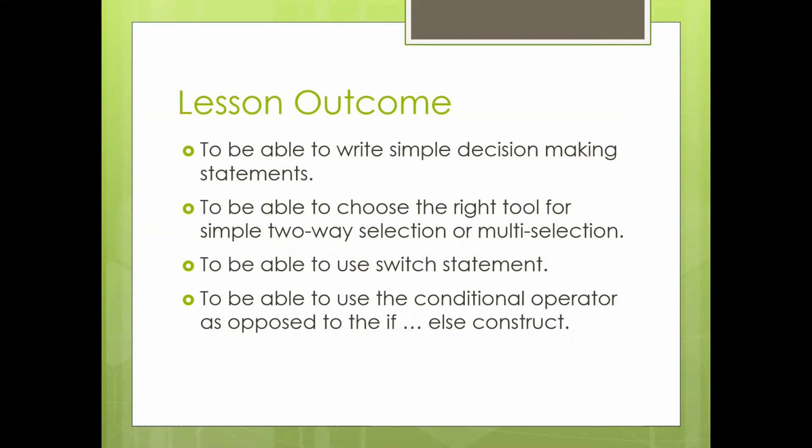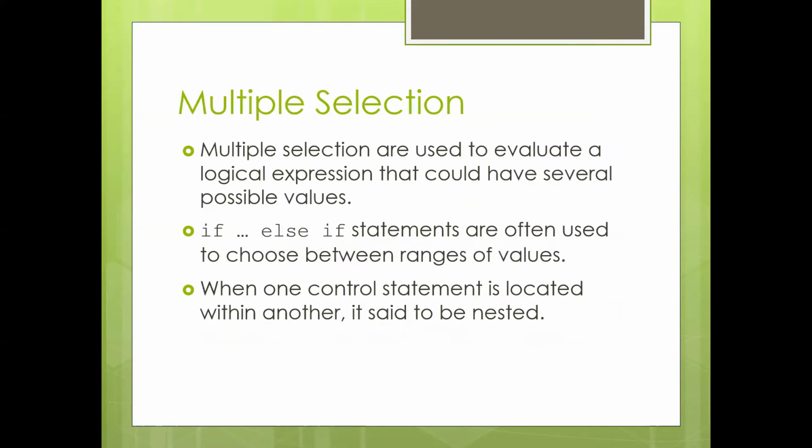This is the lesson outcome, so you can read it yourself. What does multiple selection mean? Multiple selection is used to evaluate a logical expression that could have several possible values. In one-way you have just one possible value, in two-way you have two possible values, and for multiple selection you have several possible values, meaning more than two. However, when we talk about selection, you should choose the best among the best.